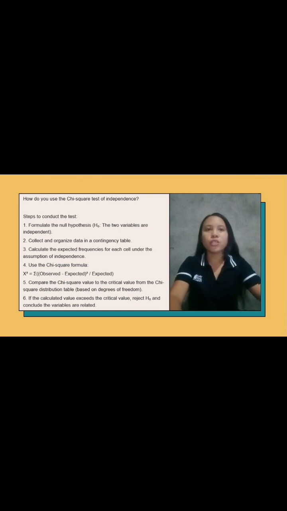Number 4. The chi-square formula: X squared equals the sum of observed minus expected, squared, over expected. Number 5. Compare the chi-square value to the critical value of the chi-square distribution table based on degrees of freedom. If the calculated value exceeds the critical value, reject H0 and conclude the variables are related.